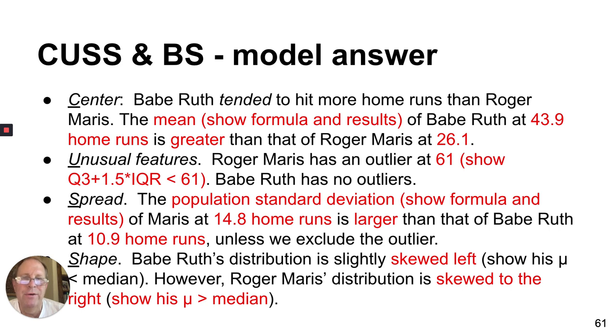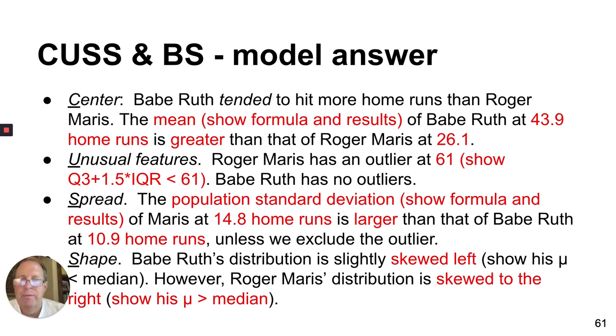Notice I use the word greater here. Greater is one of those comparative words. If you're comparing two distributions, you have to have a word of comparison, and greater is a good one. Unusual feature: Roger Maris has an outlier. I have to show the work to do that, and Babe Ruth has no outliers. Spread: the population standard deviation of Maris at 14.8 home runs is larger than Babe Ruth at 10.9 home runs. For this, I have to do some calculations. I'm going to show my work elsewhere. And I have my word of comparison, larger. I have the two values right there.